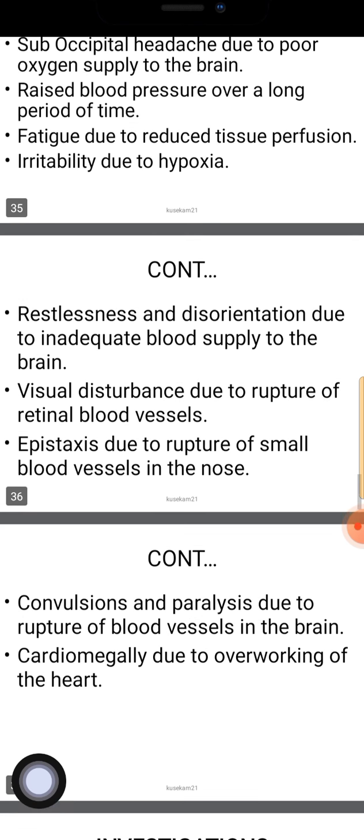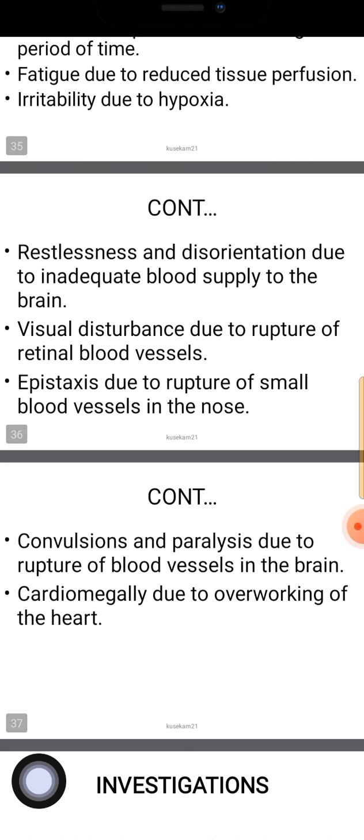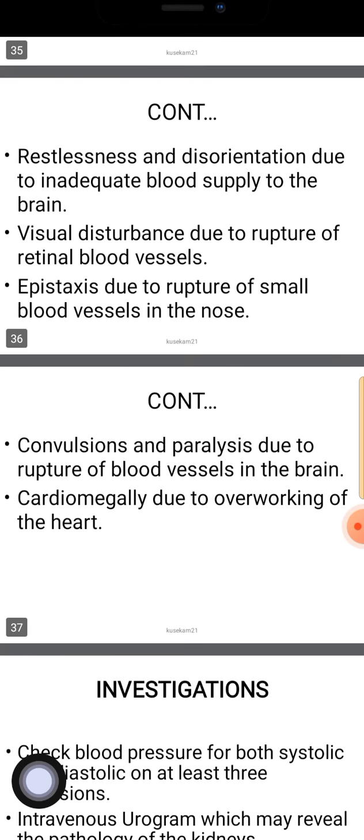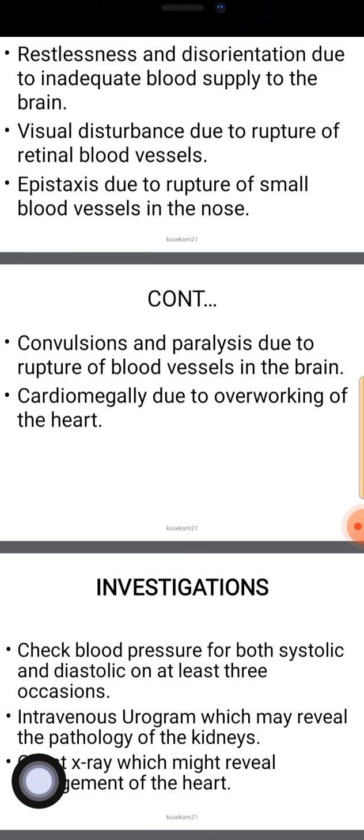Then irritability due to hypoxia: when there is a limitation in the blood supply to body organs or tissues, someone will just be irritable. Restlessness and disorientation due to inadequate blood supply to the brain, visual disturbances due to rupture of retinal blood vessels. This rupture comes about because there is this high blood pressure which is not normalized, so some will have visual disturbances because it can rupture the retinal blood vessels.